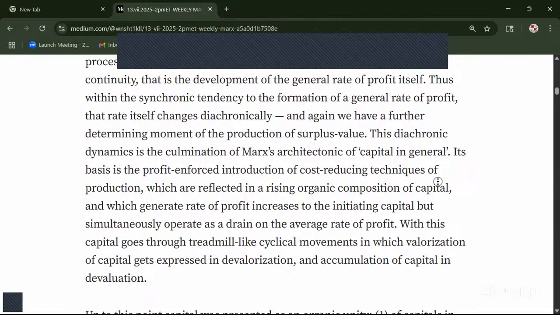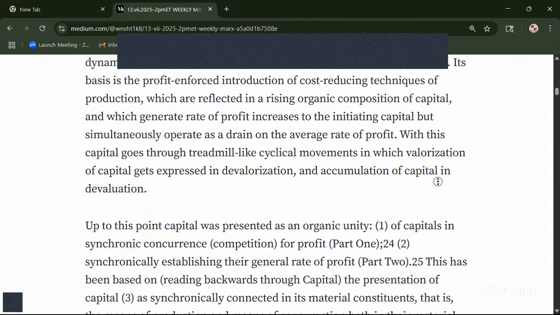Number one, of capitals in synchronic concurrence, that is, competition for profit, Part 1. Number two, synchronically establishing their general rate of profit, Part 2. This has been based on reading backwards through Capital, the presentation of capital, Part 3.